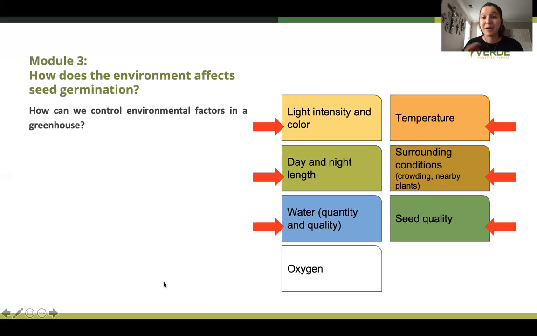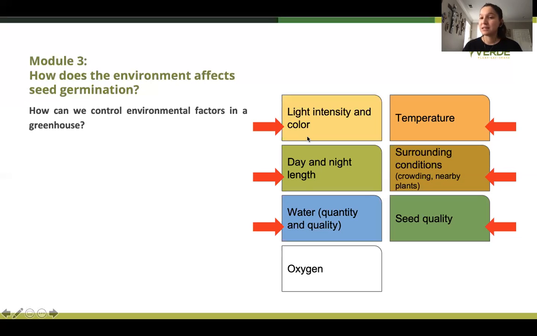So now that we've talked about the different types of environmental factors that could affect seed germination, let's talk about how we, as someone running a greenhouse, as a greenhouse manager, can control environmental factors in a greenhouse setting. One of the ways that we as greenhouse managers can control light intensity and color, and also day and night length, is with artificial lighting, right?